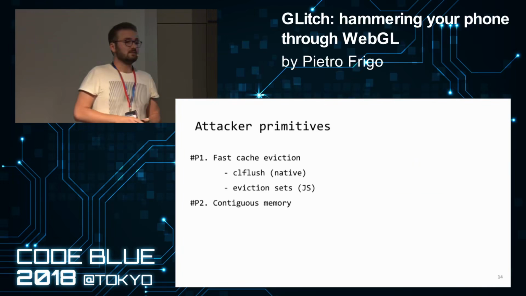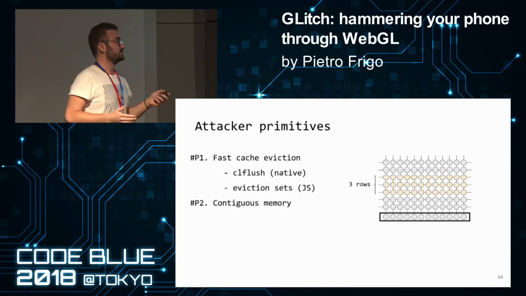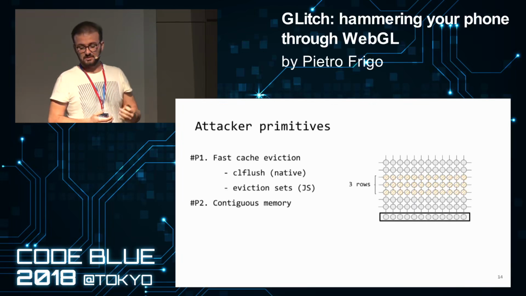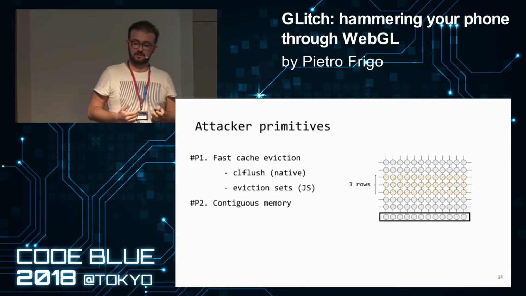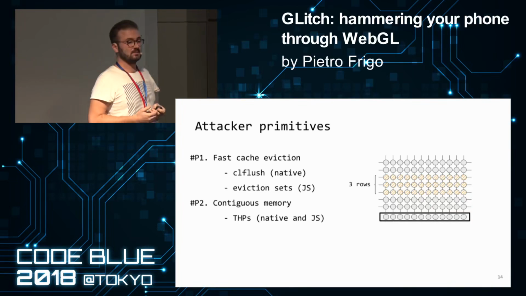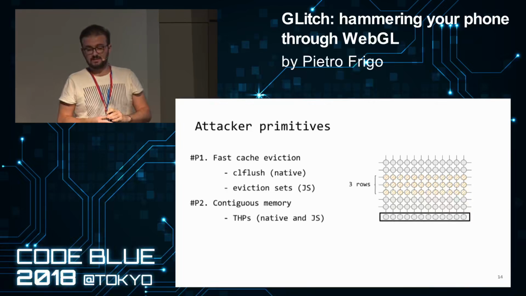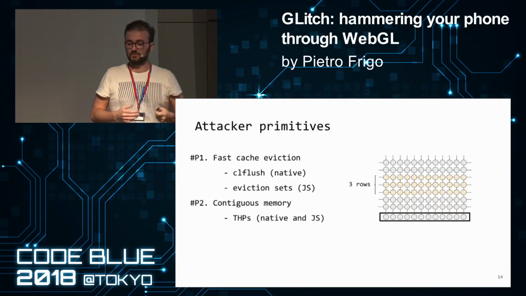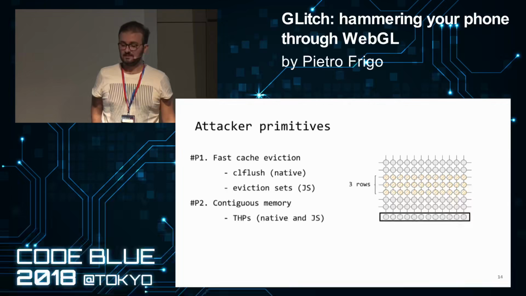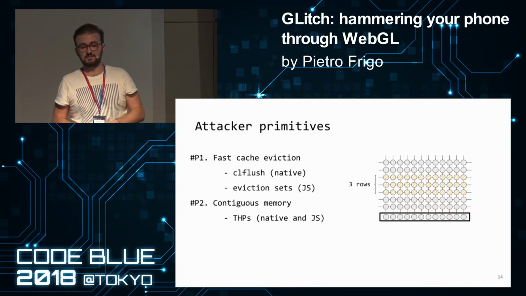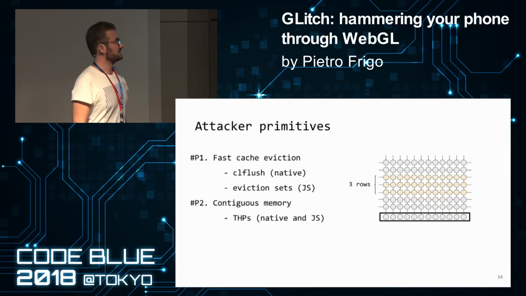The second primitive that you need is contiguous memory. As we said, we usually need three adjacent rows. So you want to have the two aggressor rows and the victim row in the middle. And this is usually supported by using transparent huge pages, which are basically pages of 2 megabytes. In virtual memory, you usually allocate pages of 4 kilobytes, but with 2 megabyte pages, you can span multiple rows in memory. Now, the mapping is not linear, so you don't just follow the addresses that you have in memory into DRAM cells, but it's a simplification that works pretty well.